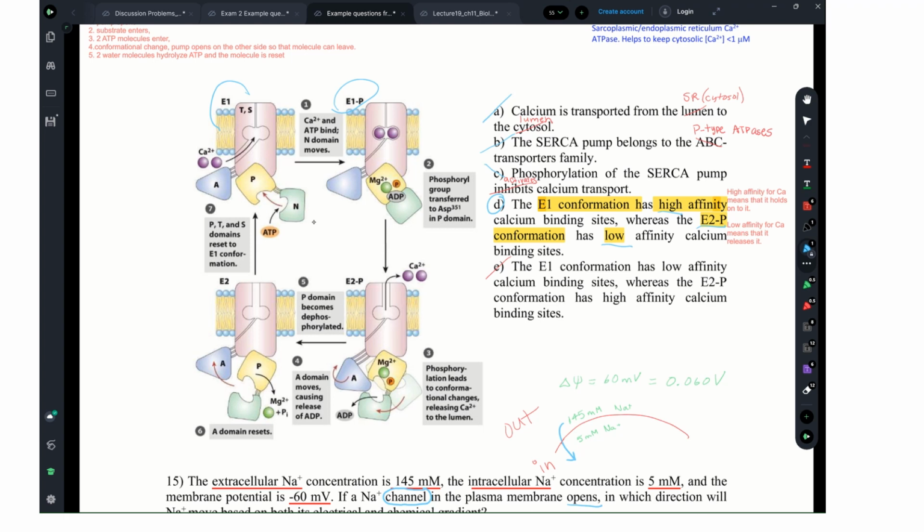Now E, the E1 conformation has low affinity. So here they give it to us backwards. Remember, low affinity would mean that it would release it. So this would be saying that you haven't even phosphorylated yet, and you're already going to go ahead and release the calcium. But that's not how it works. It has to bind calcium tightly, and it'll only release after phosphorylation. Okay.